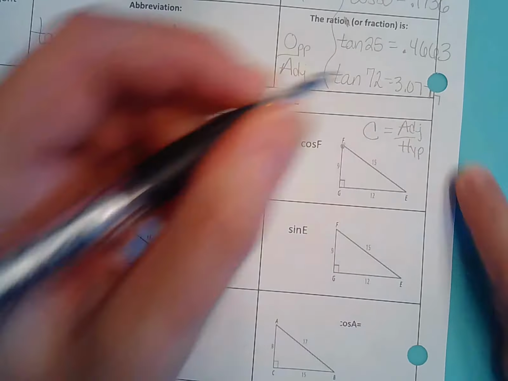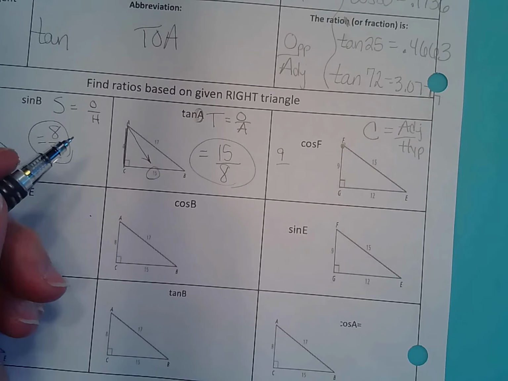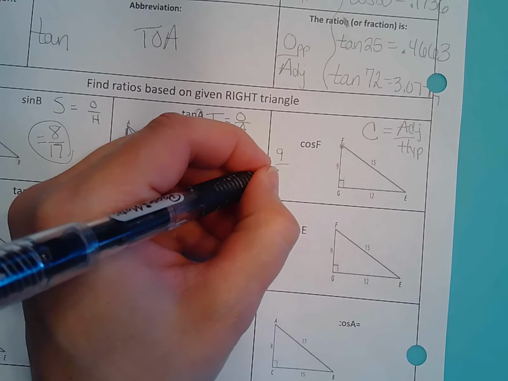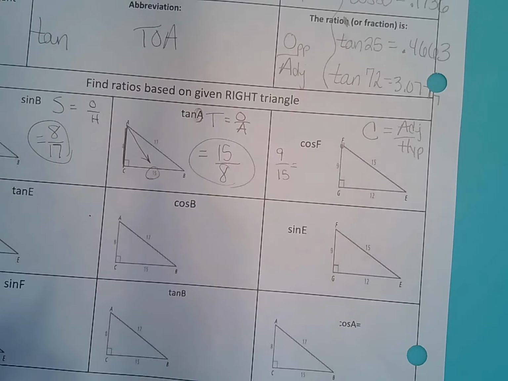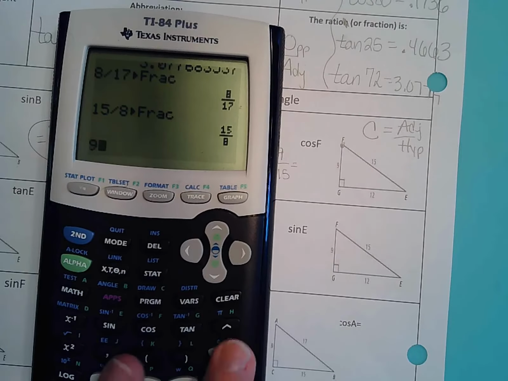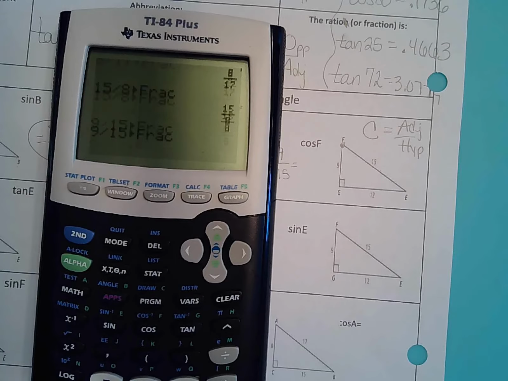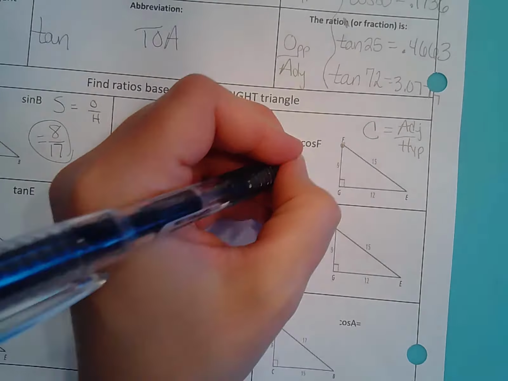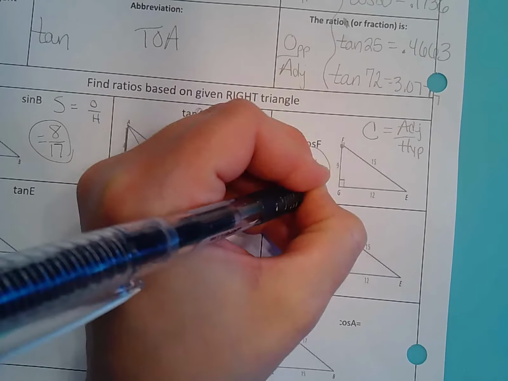So I just did the adjacent. Now I need to do the hypotenuse. Look at your triangle. What of those is the hypotenuse? Hopefully you're able to identify the hypotenuse. It's the easiest one to identify. The adjacent, I think, is the hardest one to identify. Let's see if that reduces. So we got 3/5. Ta-da! So we reduce if we can.